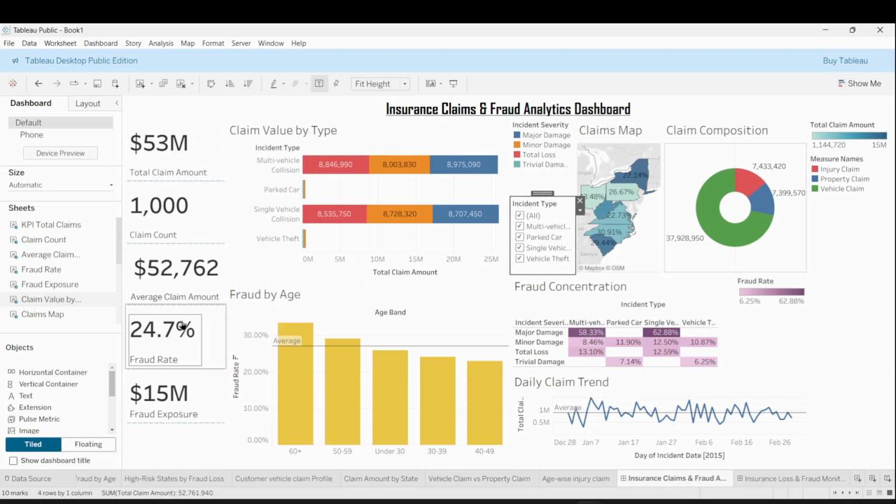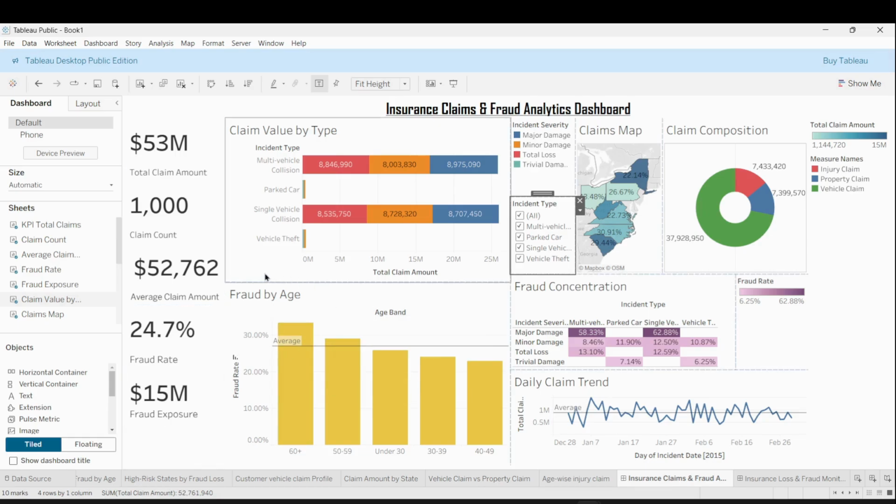In this dashboard, I have 5 different KPIs, where the total claim amount is around 53 million across 1000 claims, the average claim is around 52,000, and the fraud rate is 24.7%, which means about 247 claims were reported as fraud, roughly 1 in 4, and the fraud exposure is 15 million. So this gives a quick summary before we go into the charts.